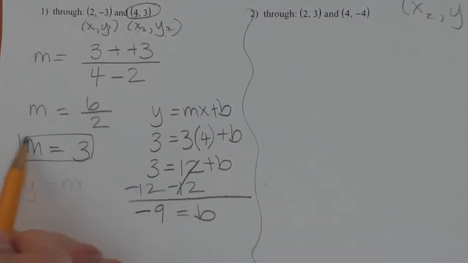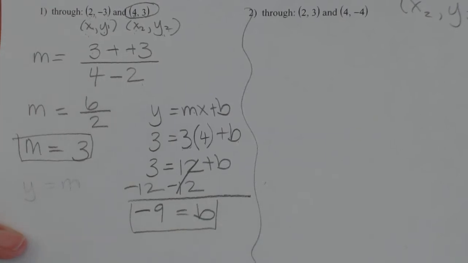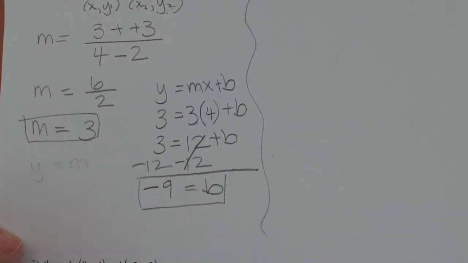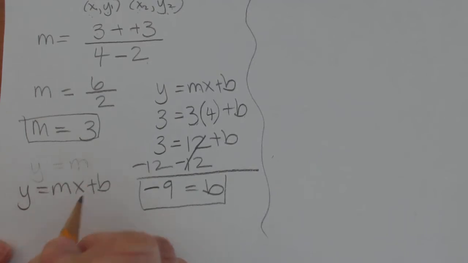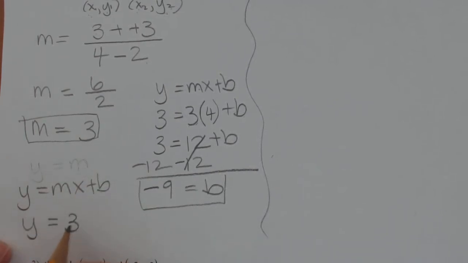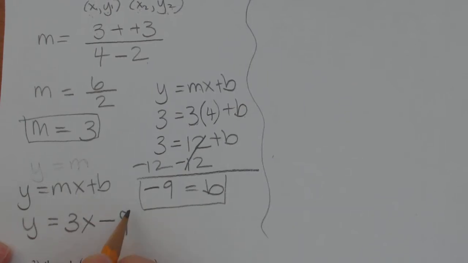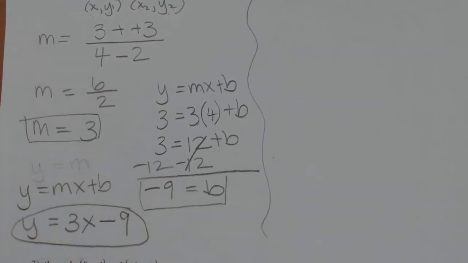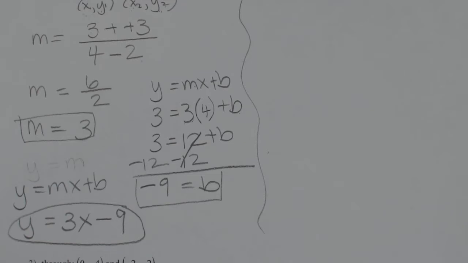So I have my m, I have my b, I'm ready to write my equation. My equation, y equals mx plus b: I take out my m and substitute 3 in. I take out my b and substitute -9 in. So my equation here is y equals 3x minus 9.